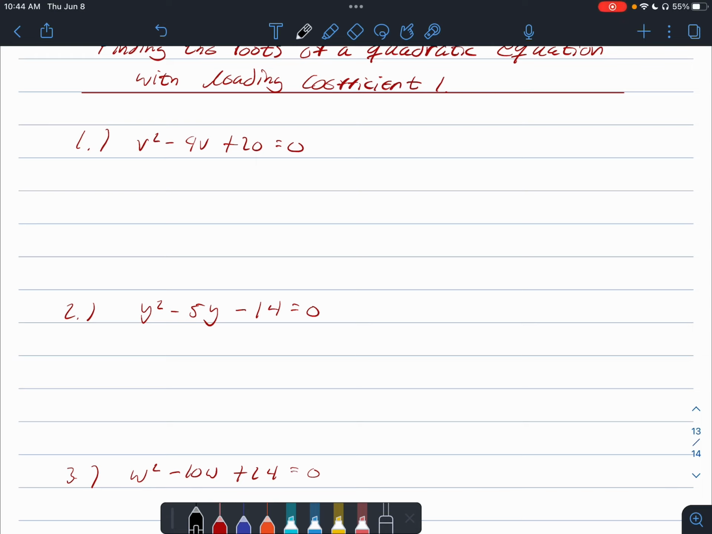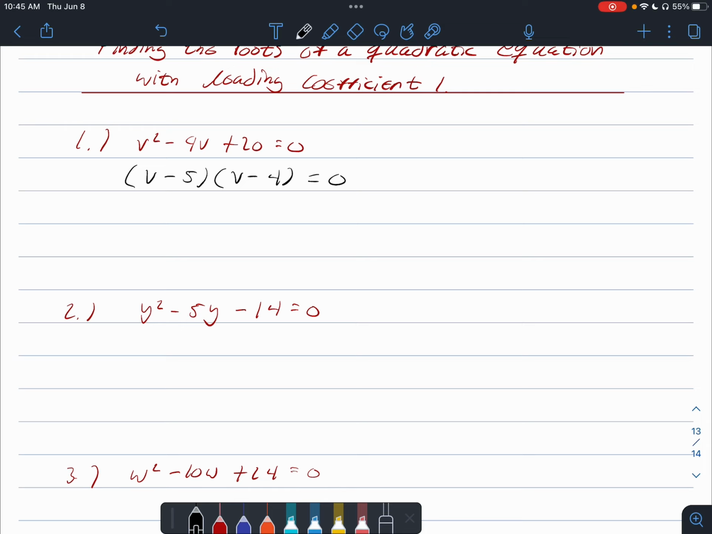But for this one, we can notice that the two numbers that multiply together to give us positive 20 and add together to give us negative 9 are negative 5 and negative 4. So we can actually just rewrite this equation as v minus 5 times v minus 4. And if you want to FOIL this back out, you'll find that this ends up giving us back our initial equation. So we would get v squared minus 4v minus 5v, so there's our negative 9v, and then negative 5 times negative 4 gives us positive 20. So we would get our equation back. And this is going to be equal to 0.